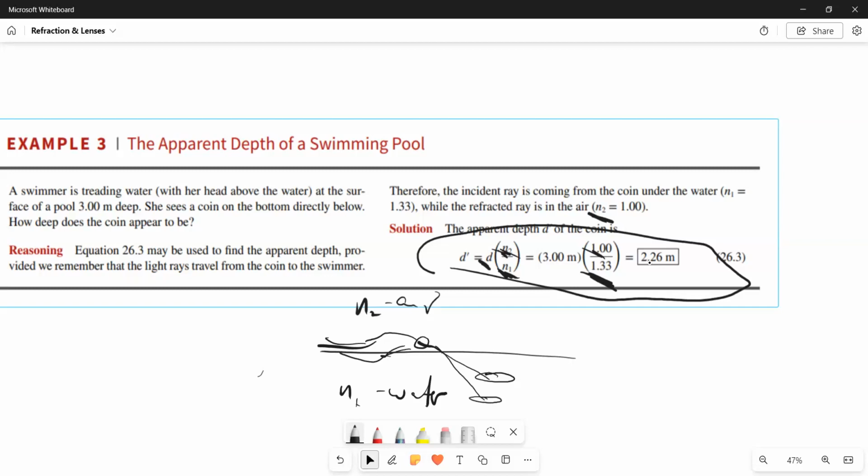So what happens there is that the coin appears to be a little shallower. If it's a gold coin and it's 3 meters, which is roughly 9 feet, you see the coin and say, oh God, I'm going to get rich now. And you're plunging because you think it's 2.26 meters, and you say, I'm 6 feet, I can make it. No, you just drowned because the coin fooled you.